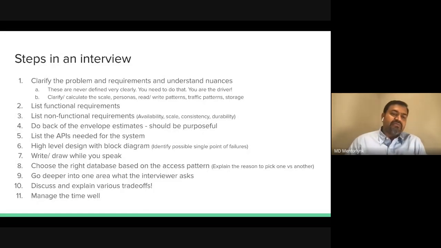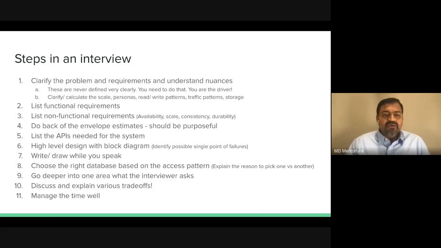So first of all, when the interviewer gives you a problem, a very simple, succinct framing of the problem, that's not it, right? You all know that. You want to clarify the problem and the requirements, and really drive to understand the nuances. You're the driver here, right? It's not that they will give you a very well laid out problem statement. That may not always be defined very clearly, and that's on purpose. You need to drive that. You need to clarify the question, the problem statement itself, which is your role, right?